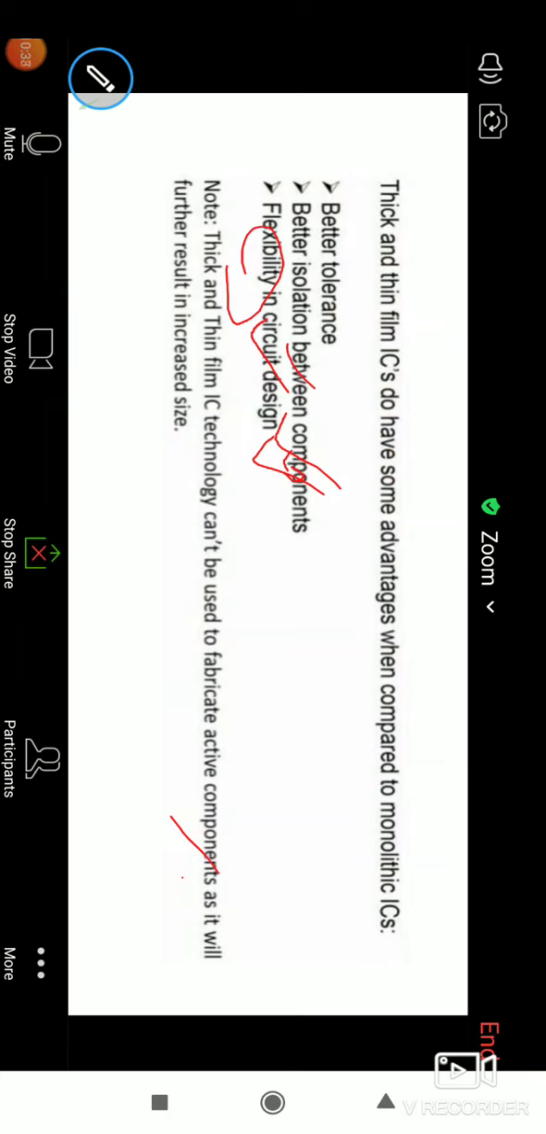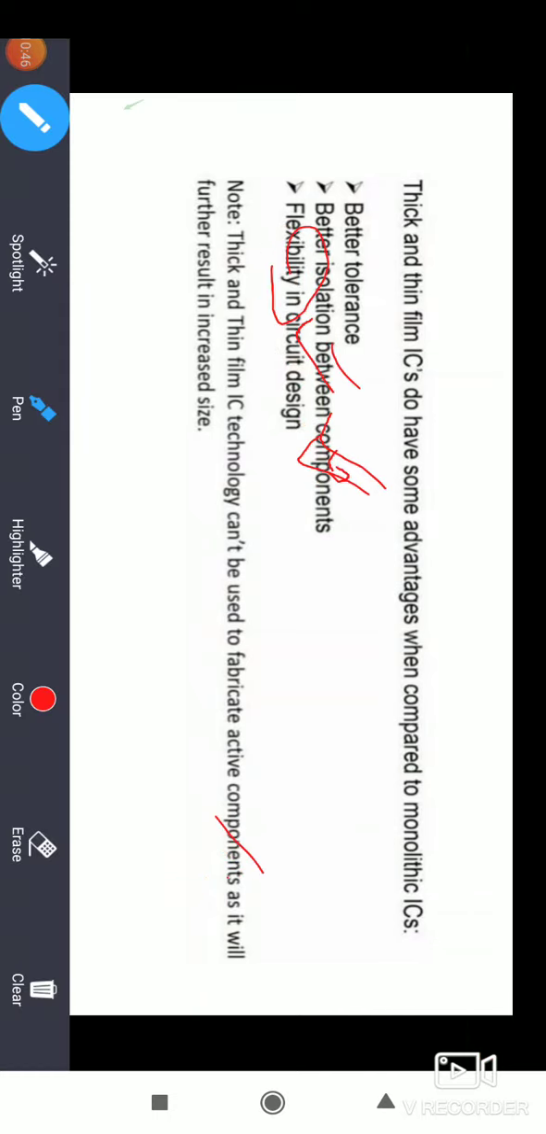Now, what are the advantages compared to monolithic ICs? Better tolerance, better isolation between components, and flexibility in circuit design.